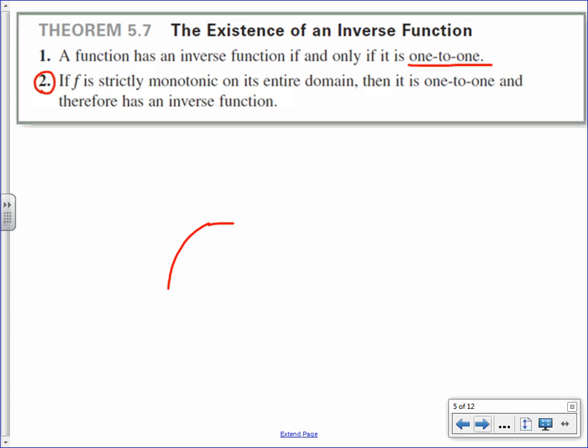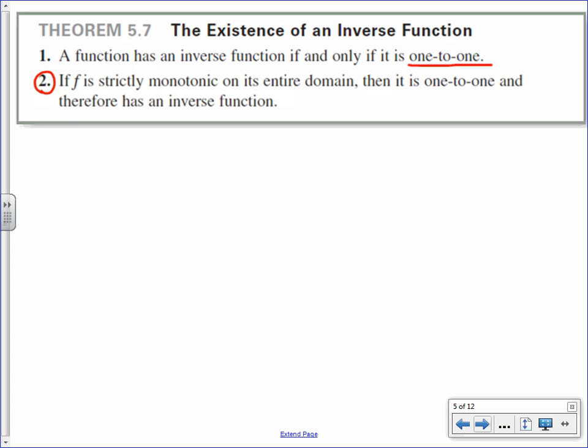Well, if this is for more than just 1 point, then it's not going to pass. But just for 1 point, you have a horizontal tangent at 1 point. Yeah, something like that. Then the inverse would still exist. You would just have a vertical tangent on your inverse function.